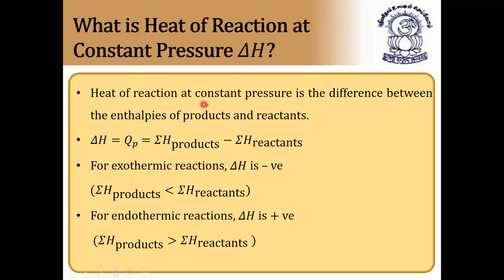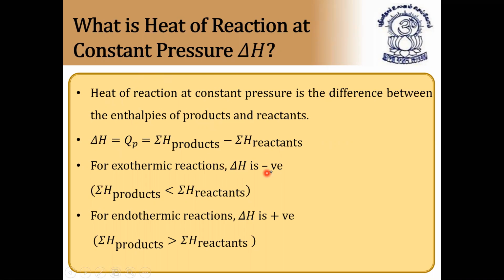It is also called delta H. Heat of reaction at constant pressure is the difference between the enthalpies of products and reactants: sigma of enthalpy of products minus sigma of enthalpy of reactants. Together it is called delta H. That is called heat of reaction at constant pressure.